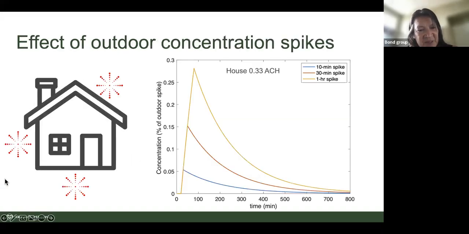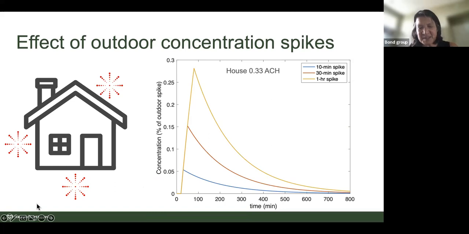So the first thing I'm going to show you is the effect of an outdoor concentration spike. So this, to answer your question, Lori, is an outdoor pollutant. And what I did was I made a 10-minute spike, a spike that was continuous but lasted only 10 minutes, one that lasted 30 minutes, and one that lasted an hour. That spike begins a little before you see the concentration in the house rising. I should have marked that on here, but I didn't.